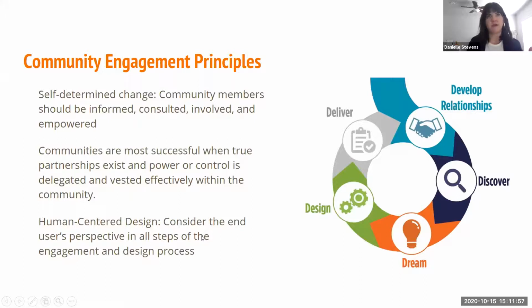And community engagement is also a human-centered design approach. You're considering the end user's perspective in all steps of the engagement and design process, so that your end result is actually applicable to those who are going to need that result.